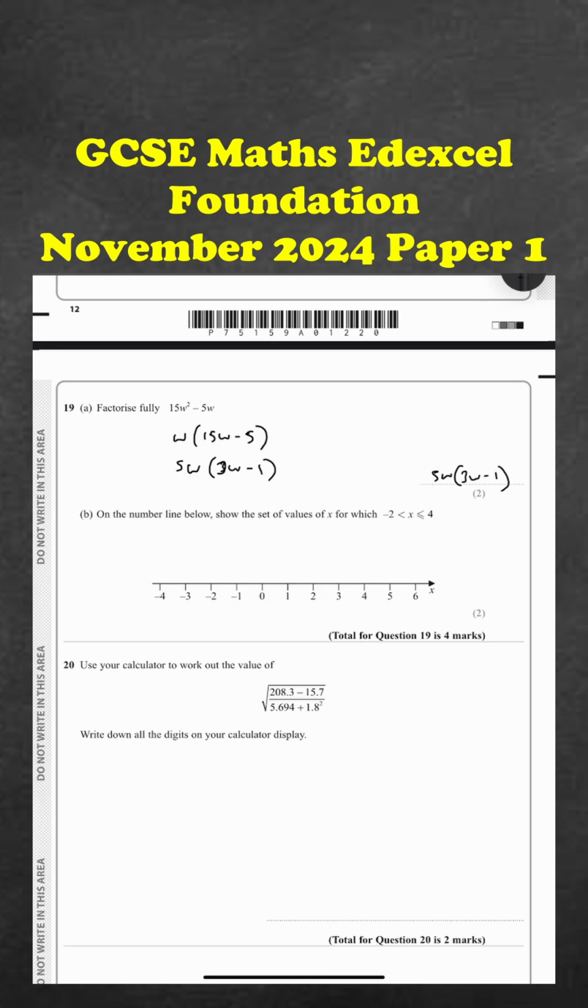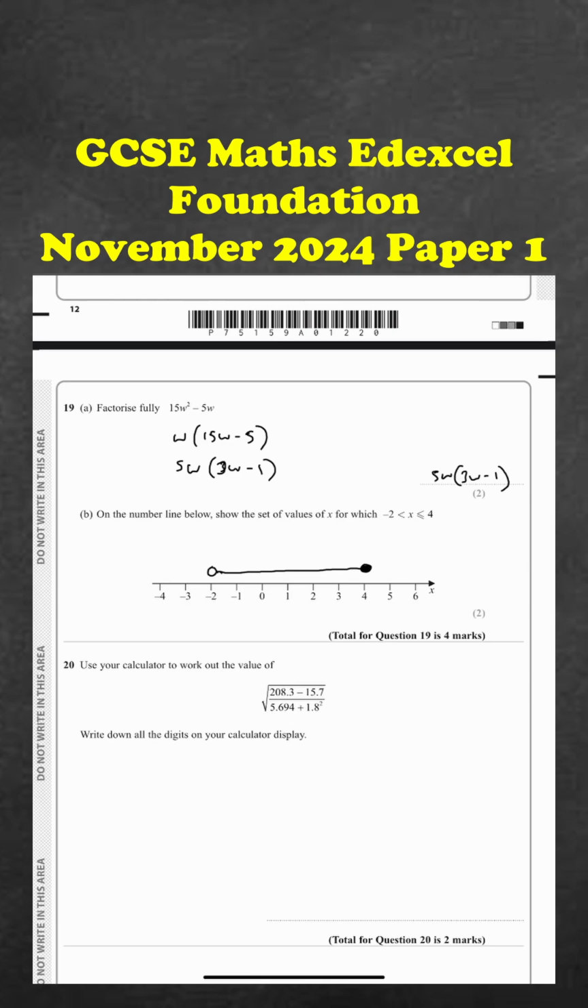Part B. On the number line below, show the set of values of x for which minus 2 is less than x, which is less than or equal to 4. So we go minus 2, and we'll draw a circle. We go 4, and we'll draw a circle. It's less than or equal to 4, so we'll just colour in this one, and we just need to draw a line between the two, just like that.